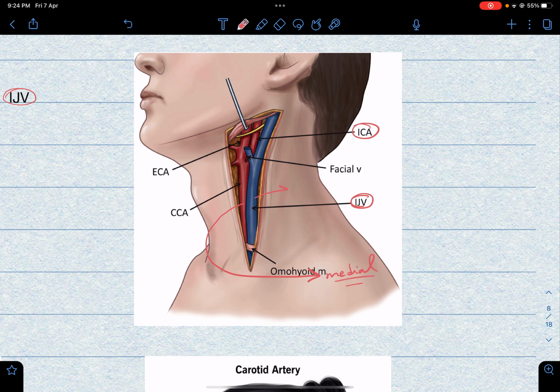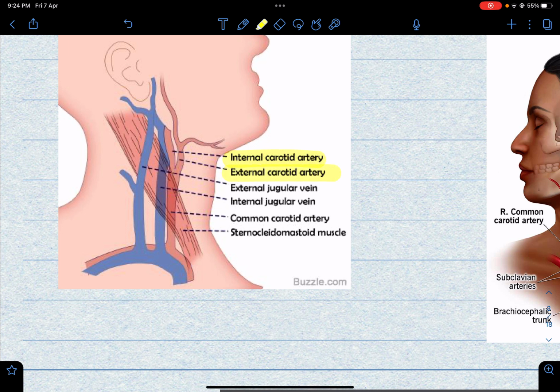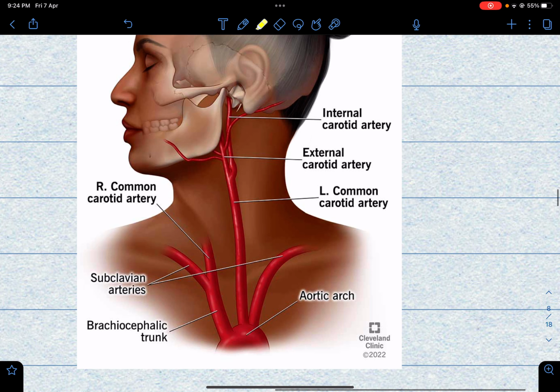All right. Here's as well the internal carotid, external jugular vein, and internal jugular vein. Here's another internal, external, and the carotid artery bifurcation, which lies right here. This is the common carotid artery and the external and internal.